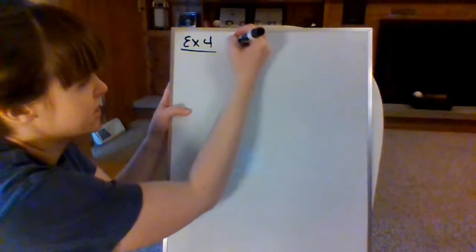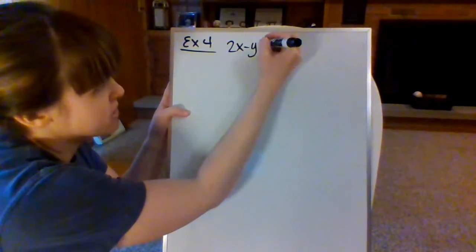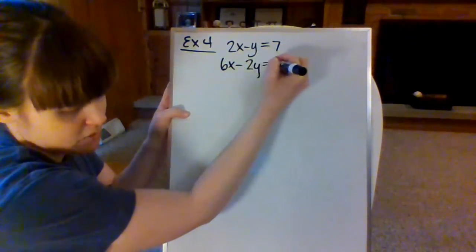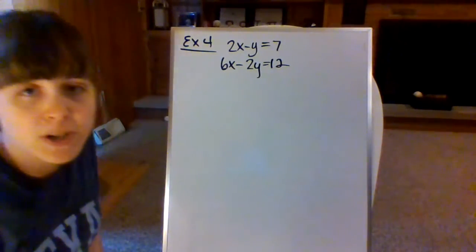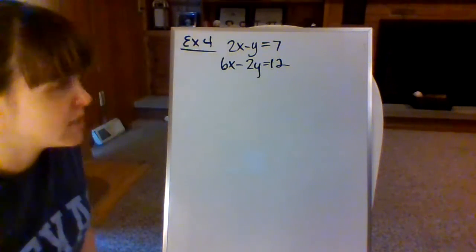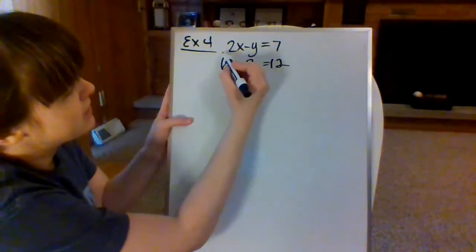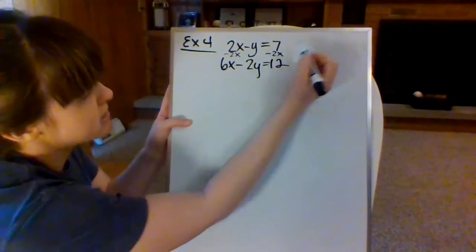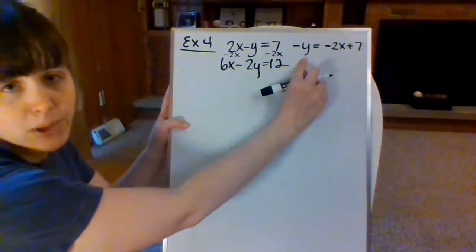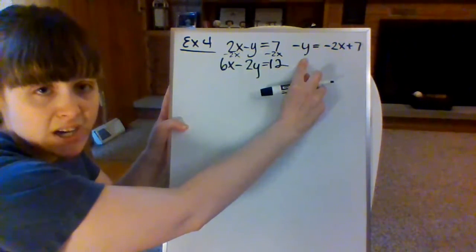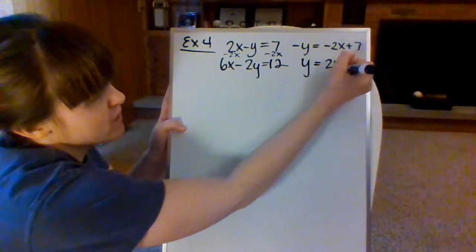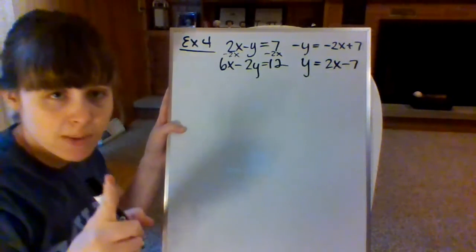Alright, example 4 says 2x minus y equals 7, and 6x minus 2y equals 12. Okay, we're going to solve the top equation for y again. It's going to take a little bit more algebra, but we can get it accomplished. If I subtract 2x from both sides, it's now going to say negative y equals negative 2x plus 7. But that's not positive y, that's negative y. So if I divided every single term by negative 1, we would get y equals 2x minus 7. And that's what I'm after.